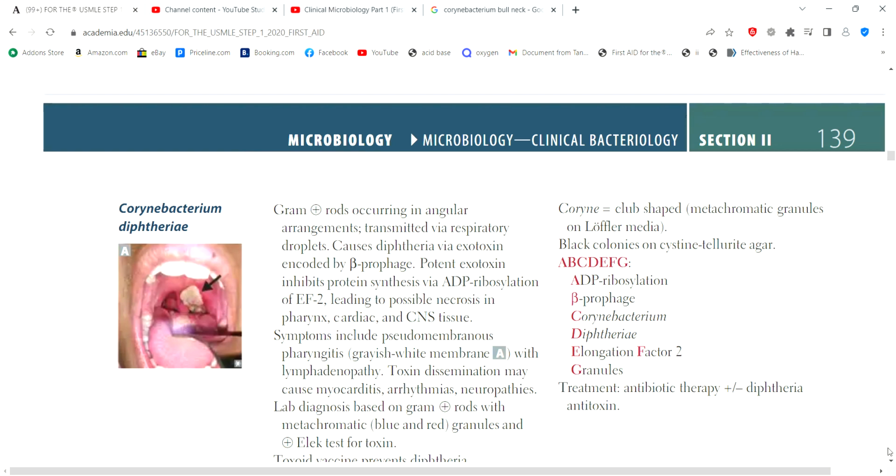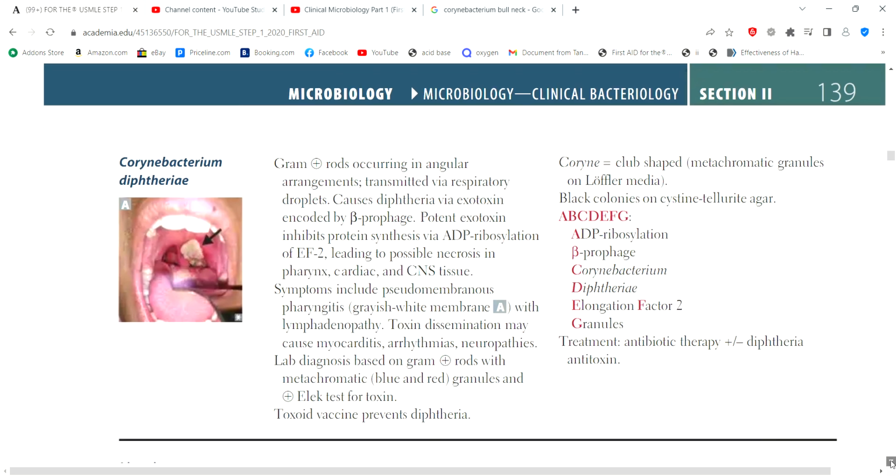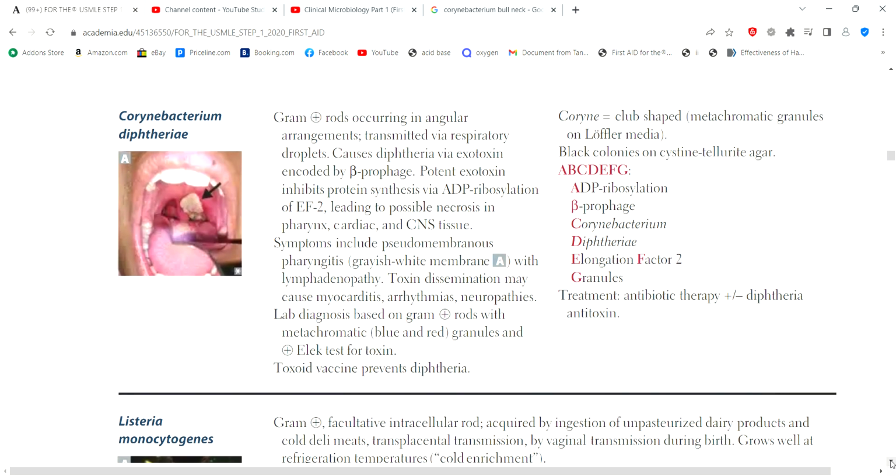Okay, all right, so this is our part two of microbiology. We're going to be continuing, and we're starting with gram-positive rods. Gram-positive rods mean it stains violet on gram stain.